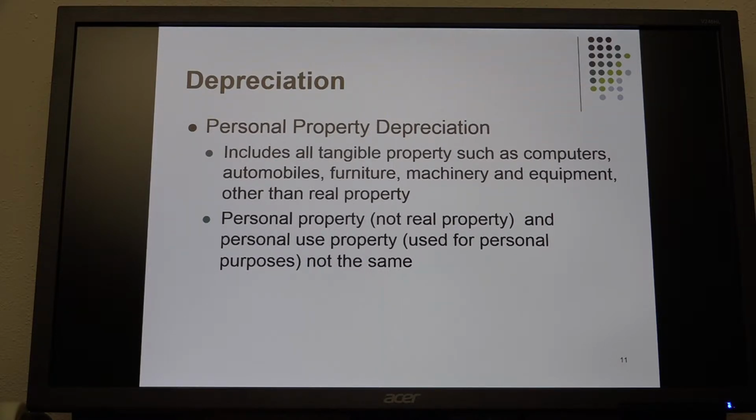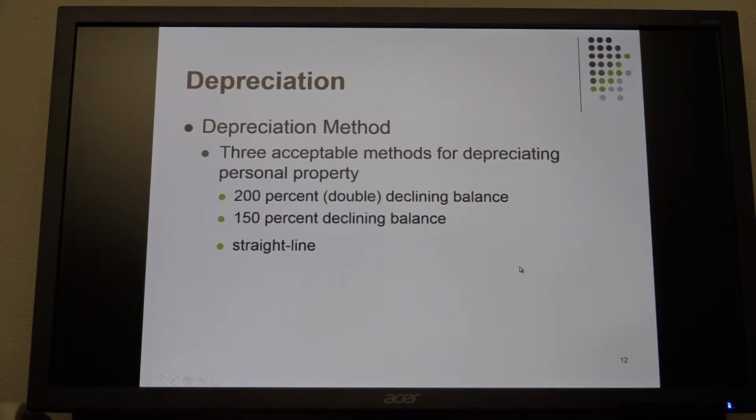Well, it's not even personal property, but a machine you use, let's say a copier and a computer you use for your personal use, is not depreciable. Well, it's personal use property. Yeah, it's personal property, but it's not depreciable personal property, I guess is what I'm trying to say. It's only when you're using this in a trade or business. All right, so there's your 3 acceptable methods of depreciation.